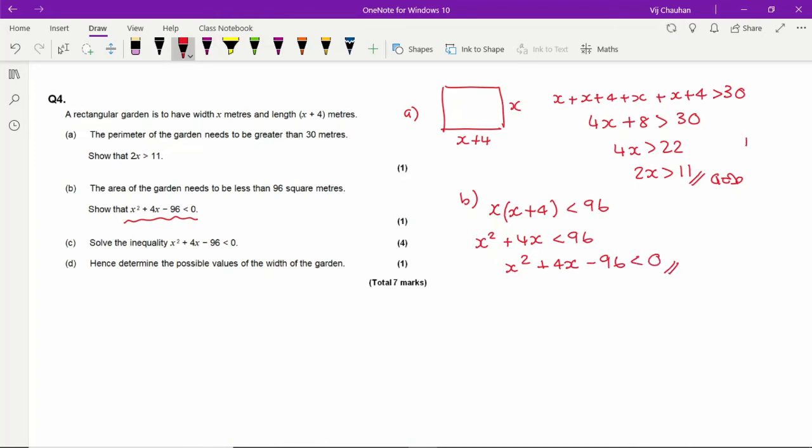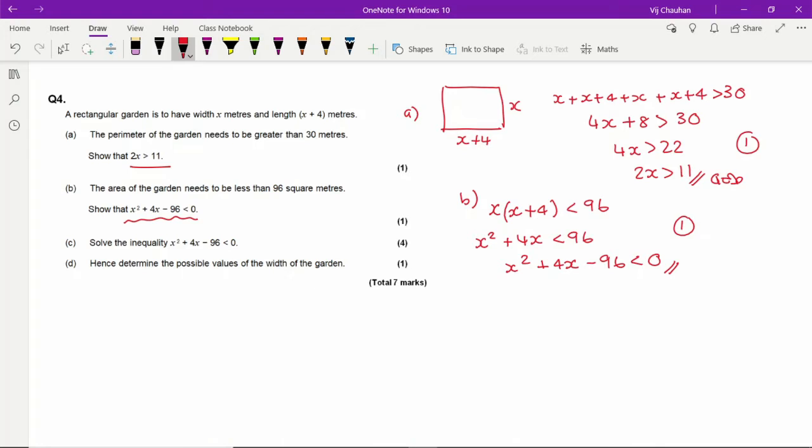And again, each of these questions is worth 1 mark, so it should take you about a minute to do. But it is always important that you still set your work out. For example, this question is only worth 1 mark, so you're not going to get a mark just for writing 2x is greater than 11. You have to show the steps in which you've derived that particular conclusion.